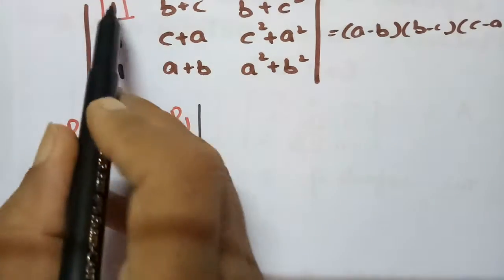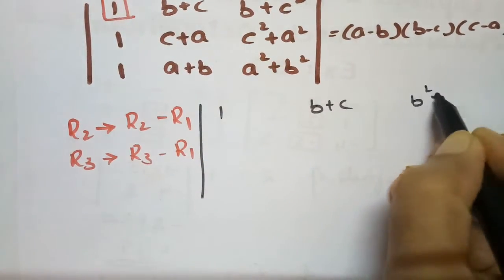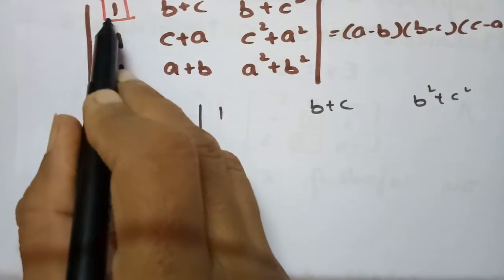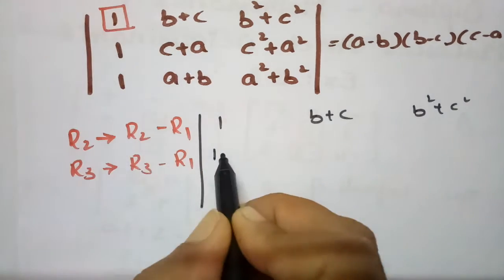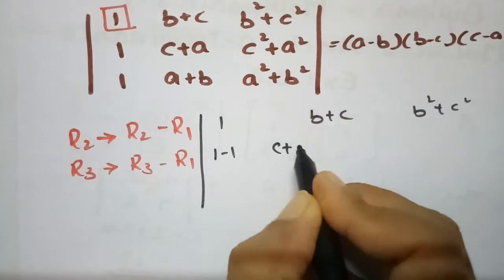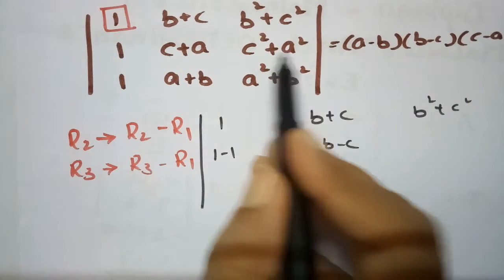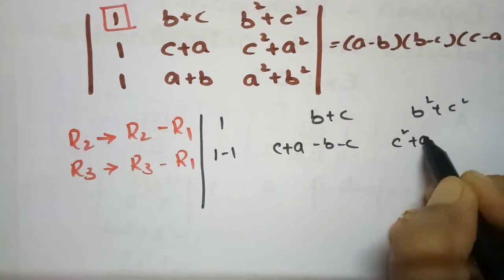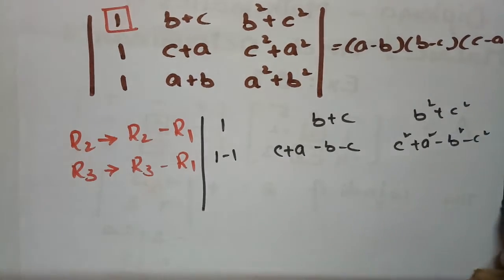See, so this will be as it is 1, this is b plus c, and this is b square plus c square. And here if you observe, this is R2 as it is, R2 minus R1, that is 1 minus 1. This is c plus a. If I subtract R1, this will be minus b minus c. See here, this is c square plus a square minus b square minus c square.